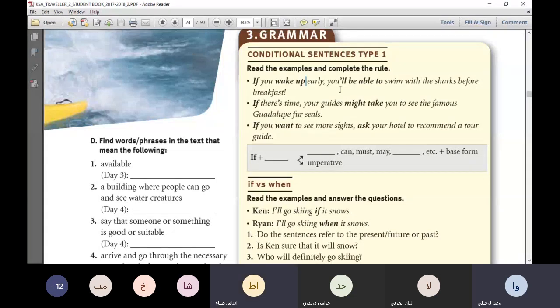How would you know that you will complete the sentence with would or could or will? Because of what? Wake. Yes, because of wake up. Wake up is a verb. Is it in the past simple? If it was in the past simple, then you're going to write would or could. But now it's in the present simple. That's why he used will, or he can use can, must, or the verb in the imperative form. Ola? Did you understand?